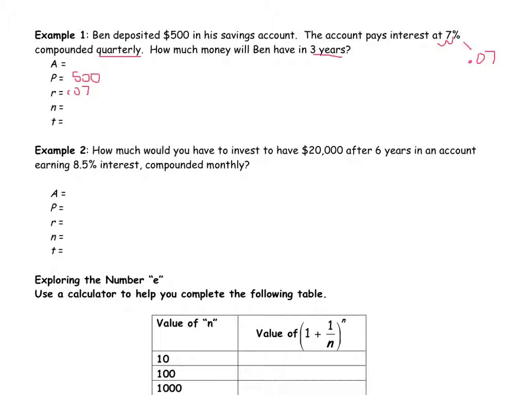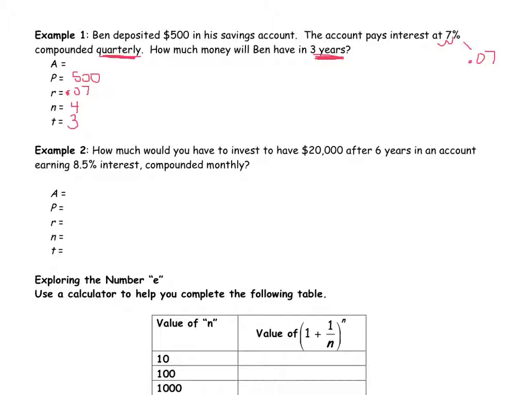The N, it's compounded quarterly, so that means it's compounded 4 times a year. So that's going to be a 4. And then T, how much money will Ben have in 3 years? So we're going to figure it out after 3 years, so our T is going to be 3. Okay? So let's go ahead and set up what the equation is.